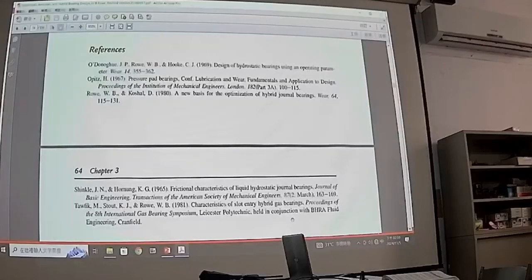So hydrostatic bearing design or aerostatic bearing design regained the focus of researchers and machine tool manufacturers. So we get the attention from that.